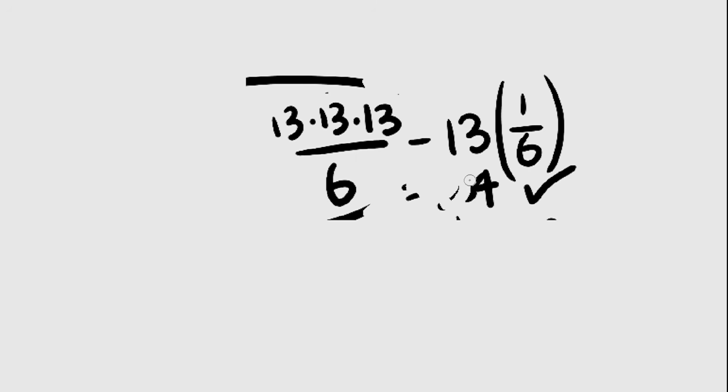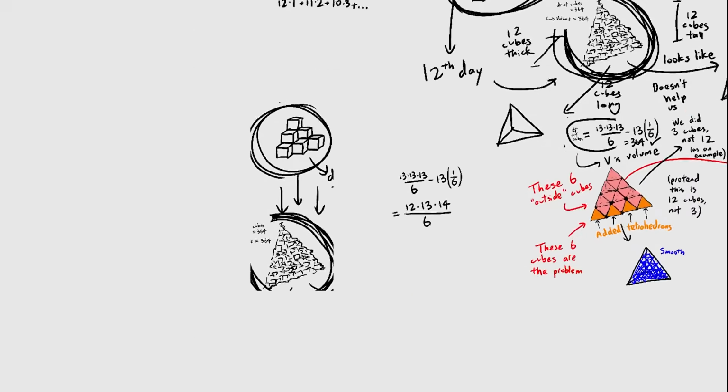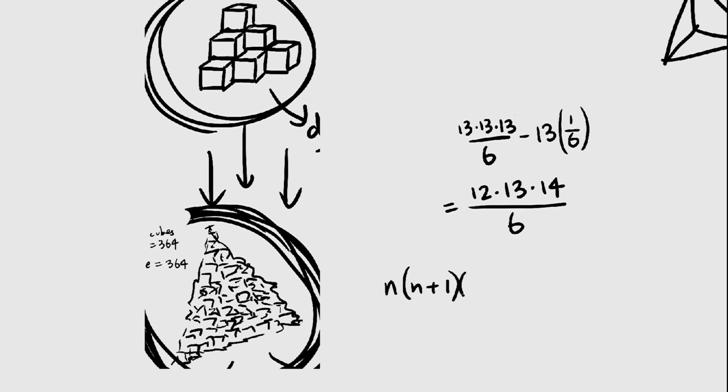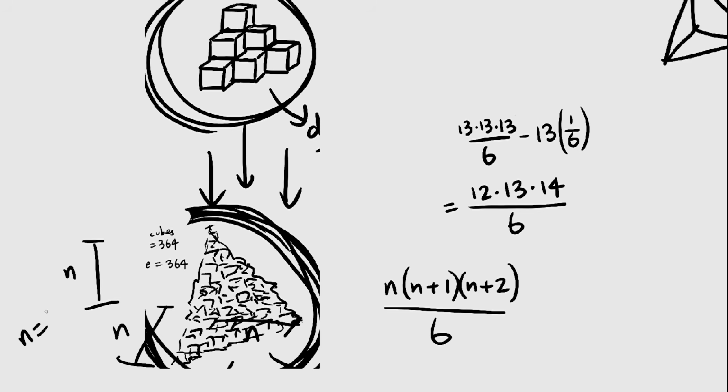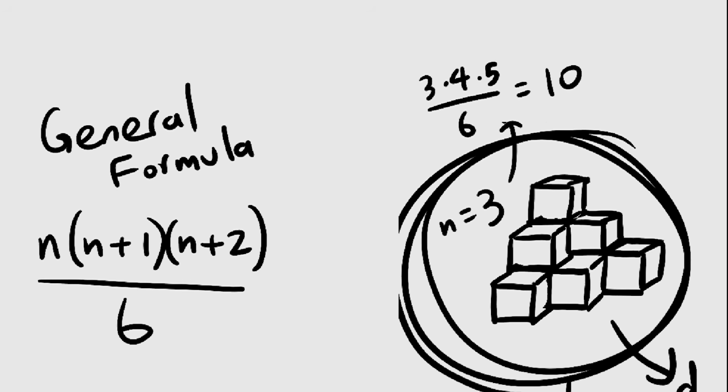If you look closely, you'll realize that this expression can be simplified a little bit. In general, the amount of cubes in the pile is n times n plus 1 times n plus 2 divided by 6. N is the height, width, and length of this pile of cubes, so in our scenario, n was 12. Now that we have our general formula, we can actually come up with an even more clever proof.